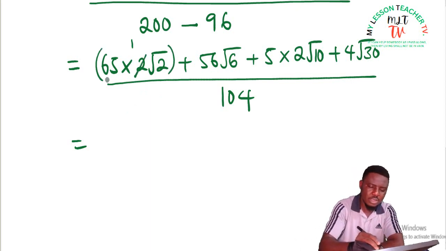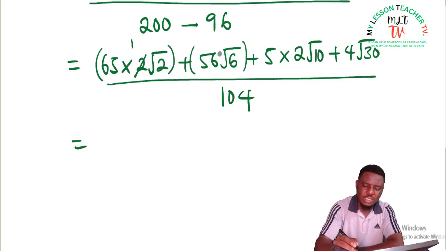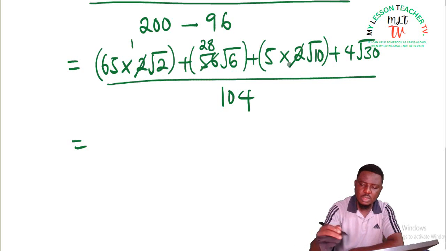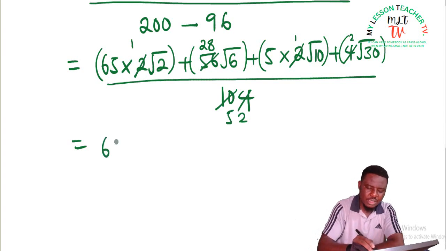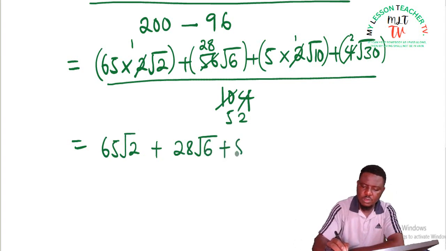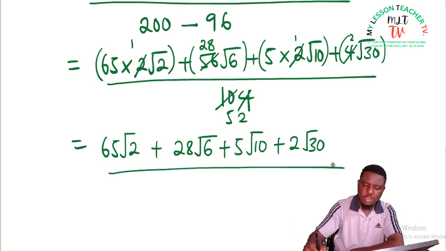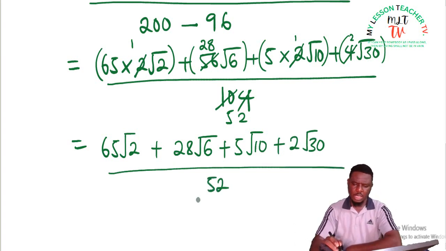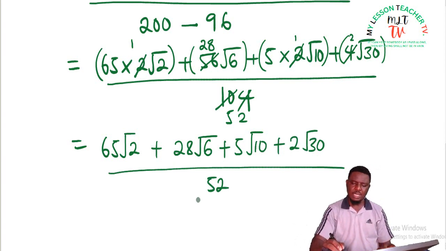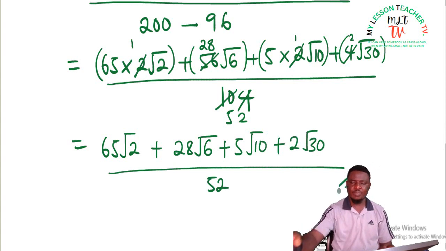So 2 into this is 1. Remember, this is a bracket. 2 into 56, that will be 28. 2 into this, we'll cancel this. And 2 here will be 2. While 2 into this is 52. Leaving us with 65 root 2 plus 28 root 6 plus 5 root 10 plus 2 root 30, all divided by 52. And I don't think there's any term that can simplify this further. So this is our answer.